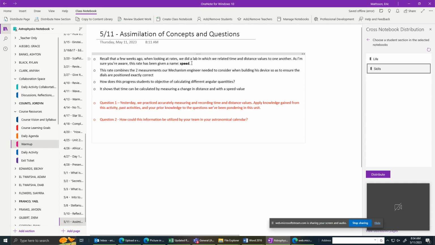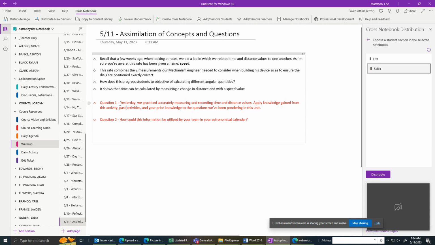He needed to make sure to engineer it so that the dial moved exactly enough each day to make sure that it was always aligned with the correct constellation. So what that engineer needed to consider was the distance the dial was moving and the time that it was taking to move that distance. That's its speed. So the engineer needed to consider the speed that the dial was moving at. How does this progress our understanding of the objectives of calculating different angular quantities? It shows that time can be calculated by measuring a change in distance and with a speed value.